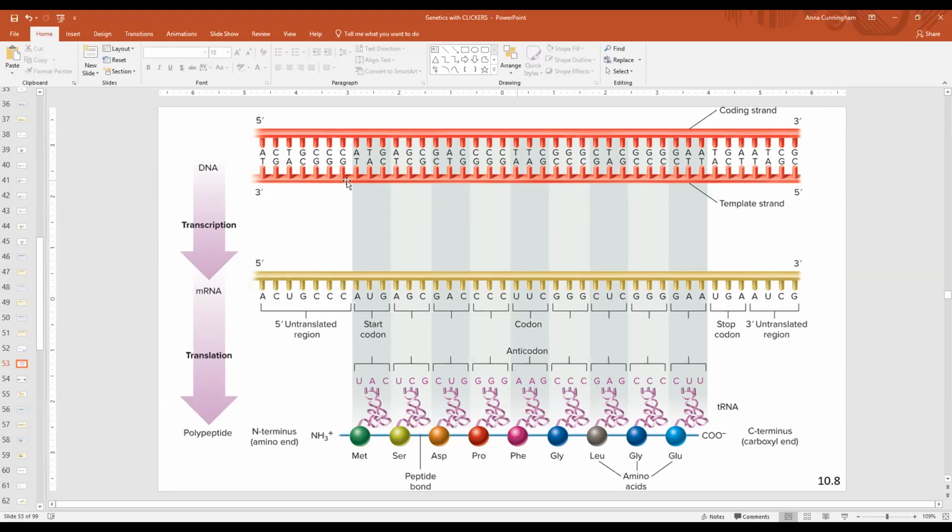So you see in our DNA, that's 3' to 5', you have a T. This means that in our complementary mRNA strand, we will have the complementary nucleotide, which is A. G, C.